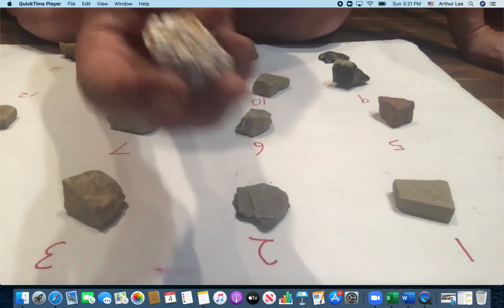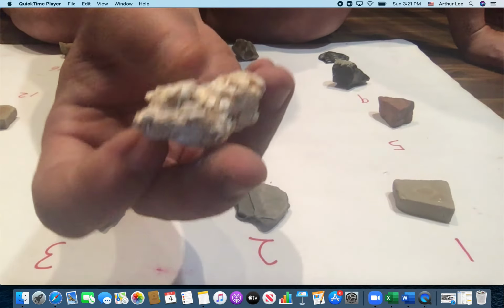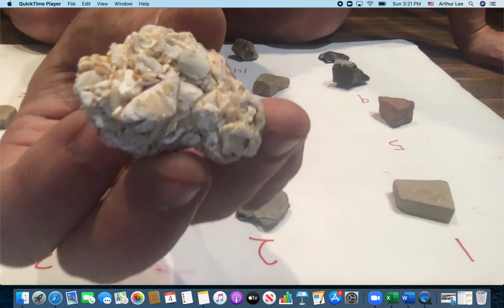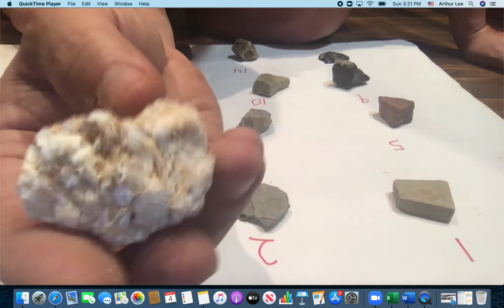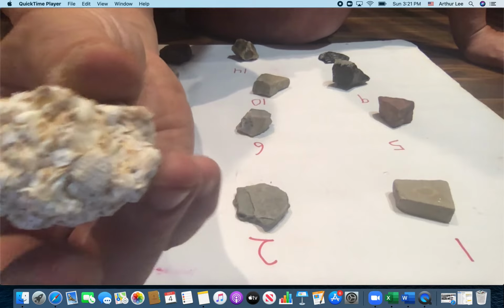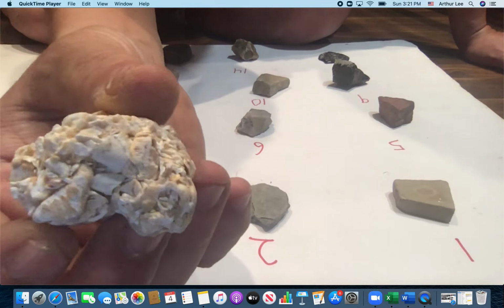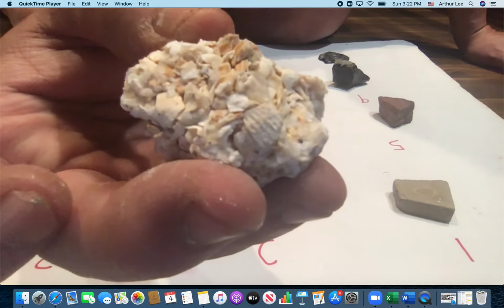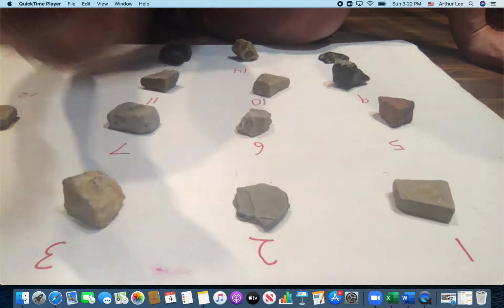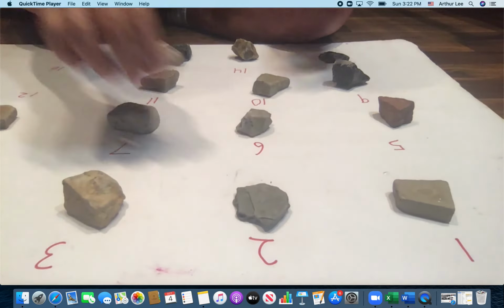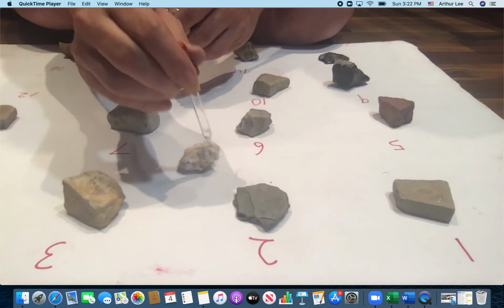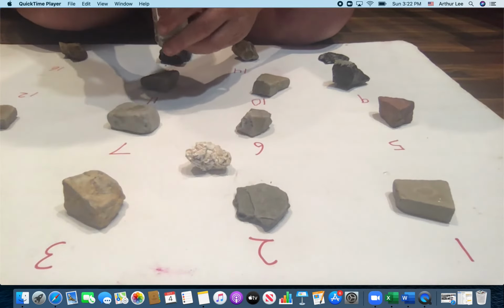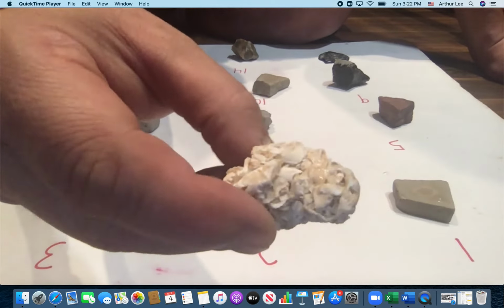Sample number 12. You can see that sample number 12 is made of seashells cemented together. See the little seashells in sample number 12? And it does react with acid. Look how strongly it reacts with acid.